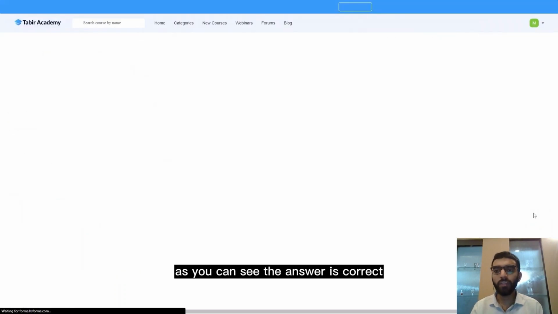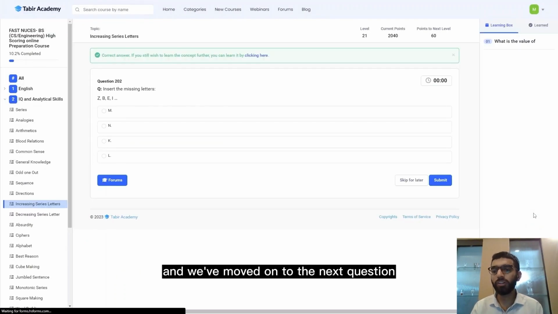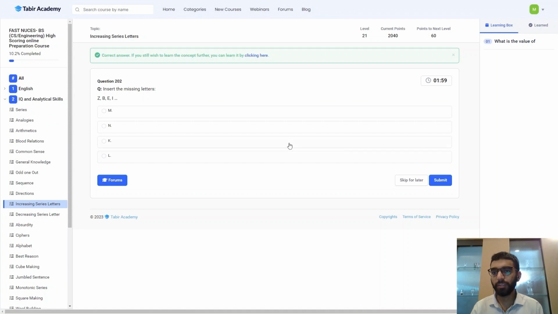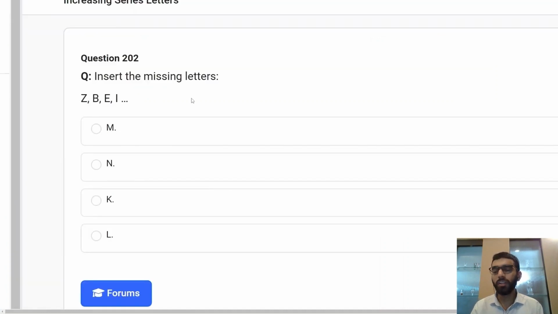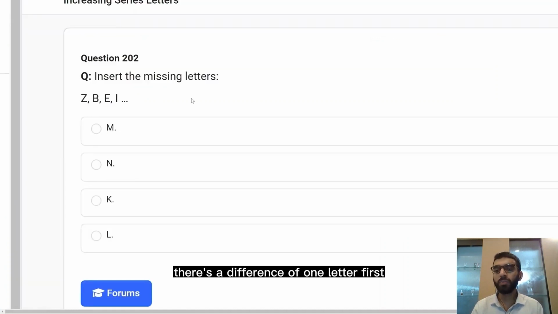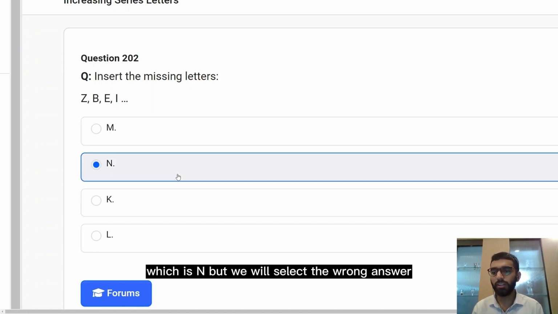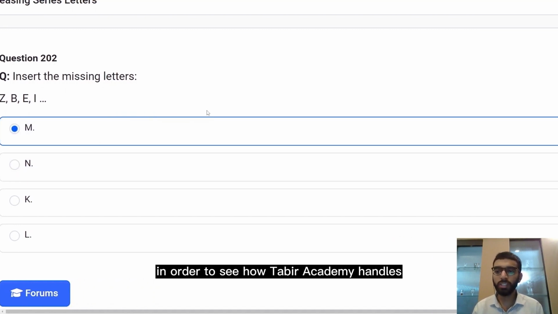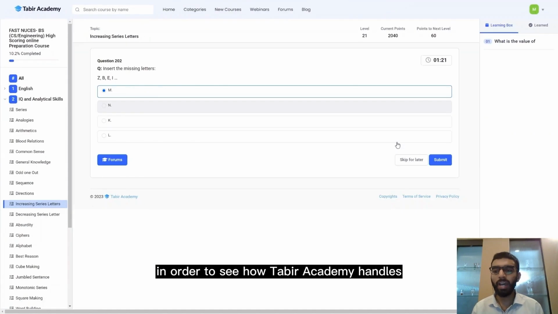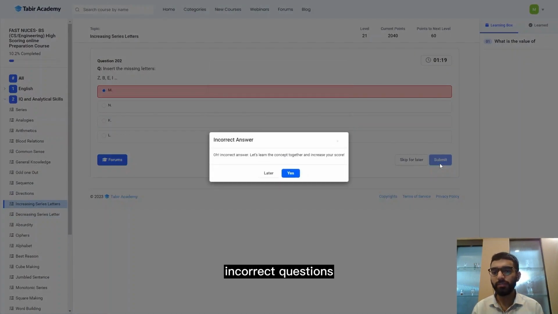As you can see, the answer is correct, and we've moved on to the next question. In this question, there's a difference of one letter at first, which grows to two and later three letters. So the missing letter should be four letters apart from I, which is N. But we will select the wrong answer in order to see how Tabir Academy handles incorrect questions.